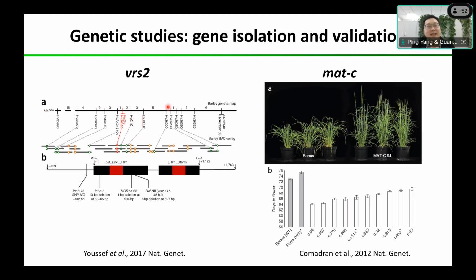Once we identify the candidate genes for the mutants, we are also able to use the mutants to validate the gene functions. For instance, another story is the well-known gene Mat-c. You can see here that if there is a mutation in the candidate gene HvCEN, it leads to early flowering. This is also a very famous story and a very important gene in European barley breeding.